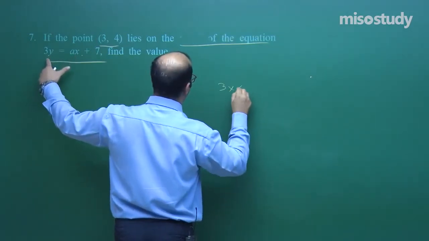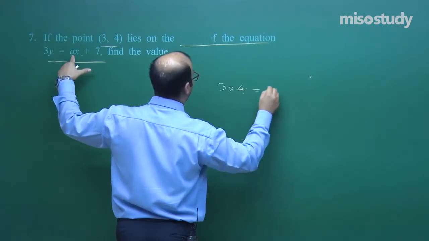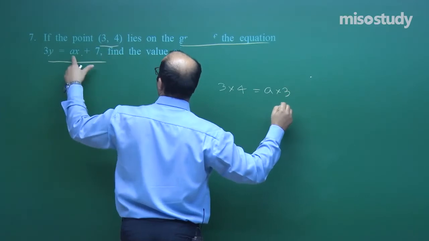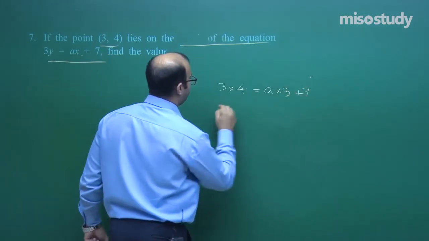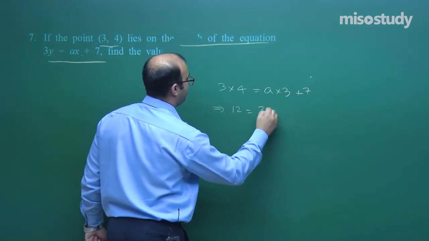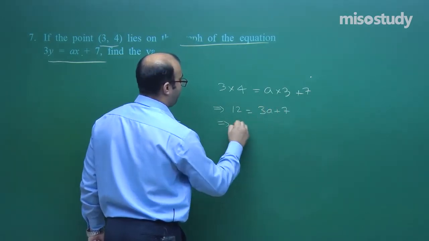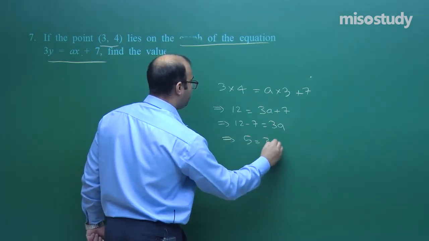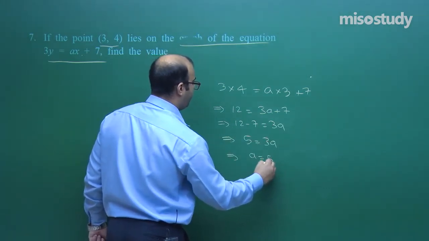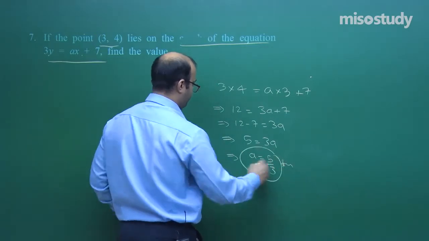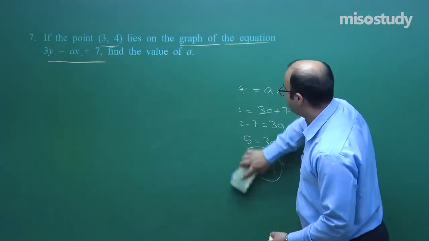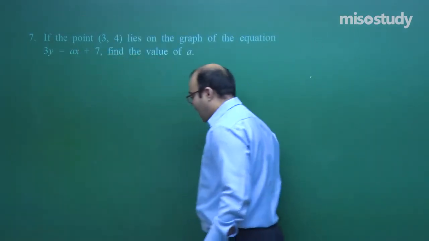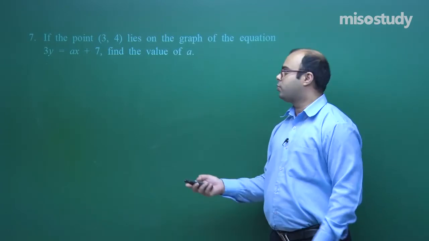This will become 3 into 4, y is 4, is equal to a, x is 3. First we take x, then we take y. This is x, this is y. So, 3a plus 7. This implies 12 is equal to 3a plus 7, which means 12 minus 7 is equal to 3a, which means 5 is equal to 3a, which further means a is equal to 5 by 3, students. So, this will be our answer. So, this was a similar question and we have to understand that a point satisfies an equation if it lies on the line represented by that equation.